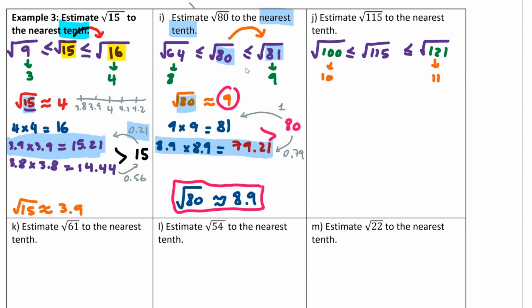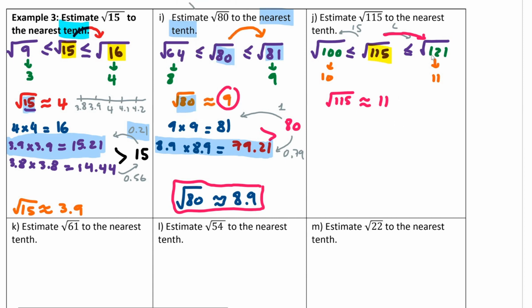So 115 is closer to which one, 100 or 121? I'm going to subtract them. 121 minus 115 gives me about 6 points away. From here to here is 6, and from here to here is 15. So the winner will be 6. It's closer. 115 is closer to 121. So the square root of 115 is approximately 11.